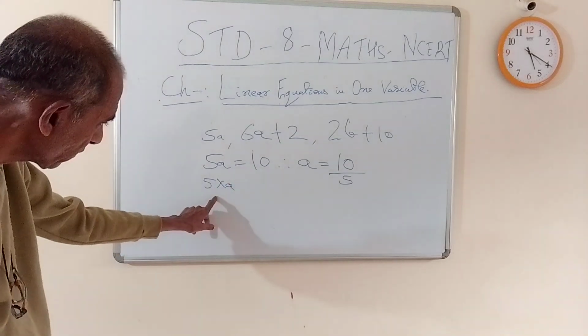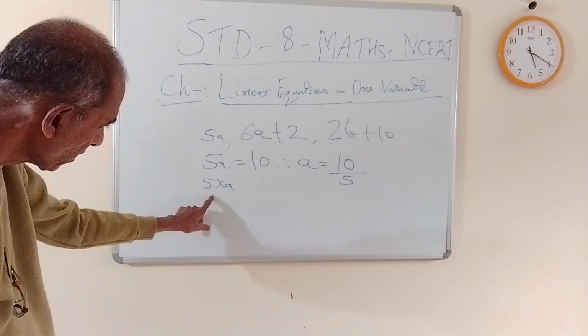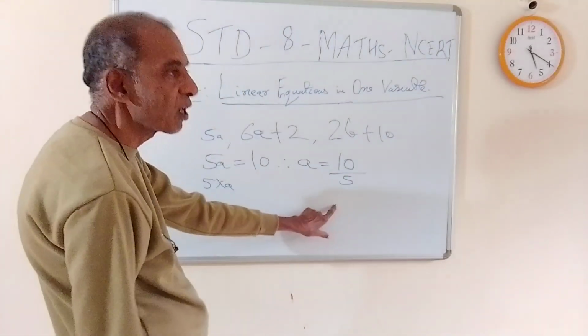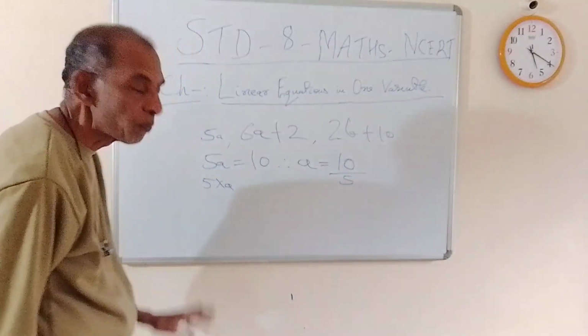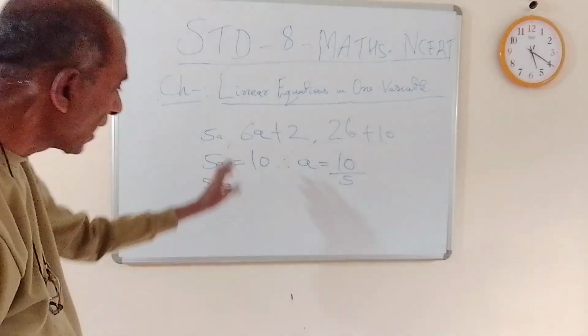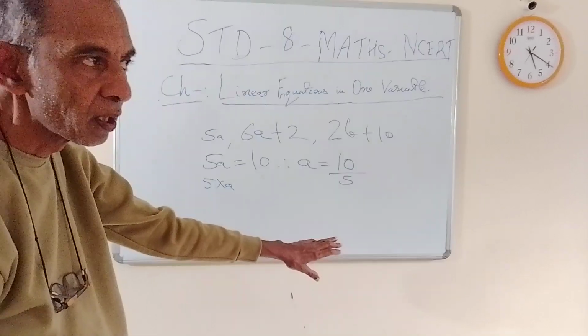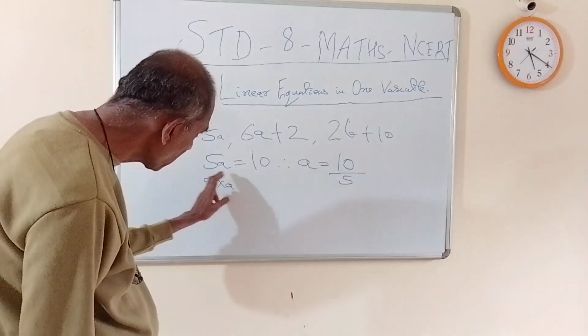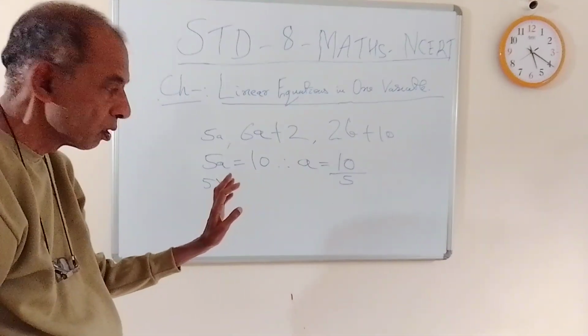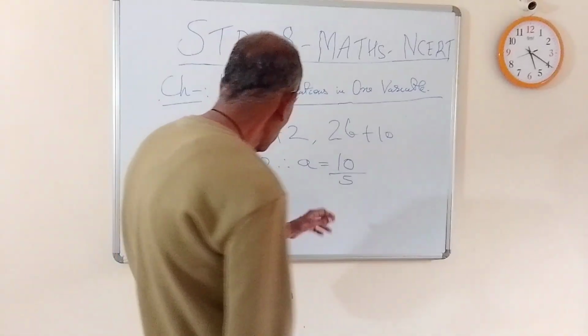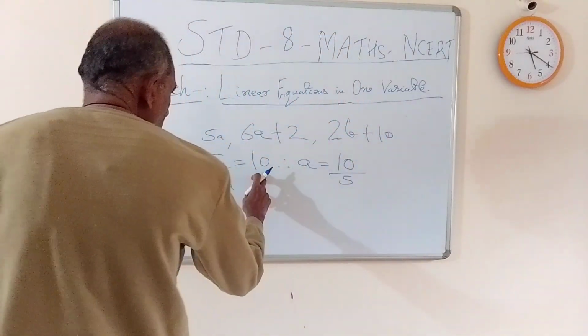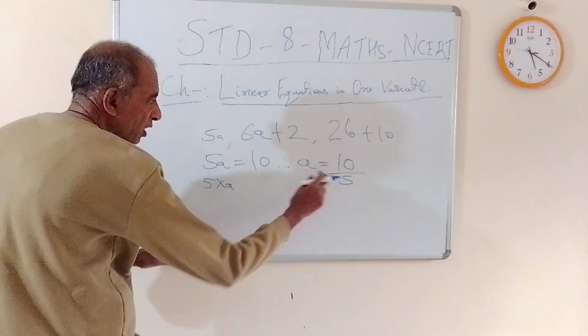So if you shift this 5 which is in multiplication to the other side of the equation, it will go to division. Multiplication will go to division. Addition will go to subtraction. Subtraction will go to addition, that way. And division, if it is division here, it will go to multiplication. Okay, so that is why 5a is equal to 10, therefore a is equal to 10 divided by 5.